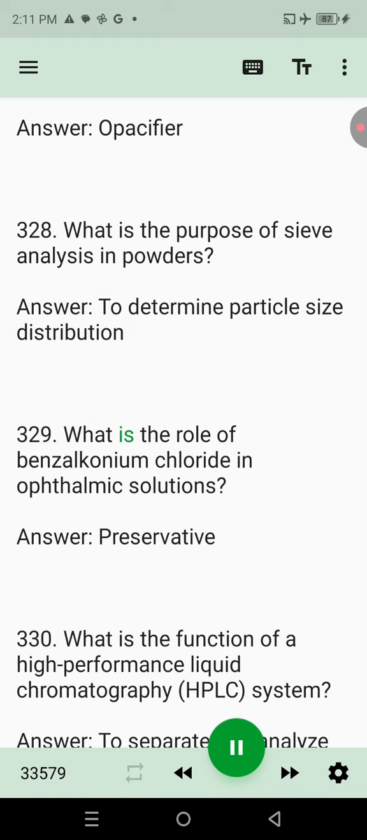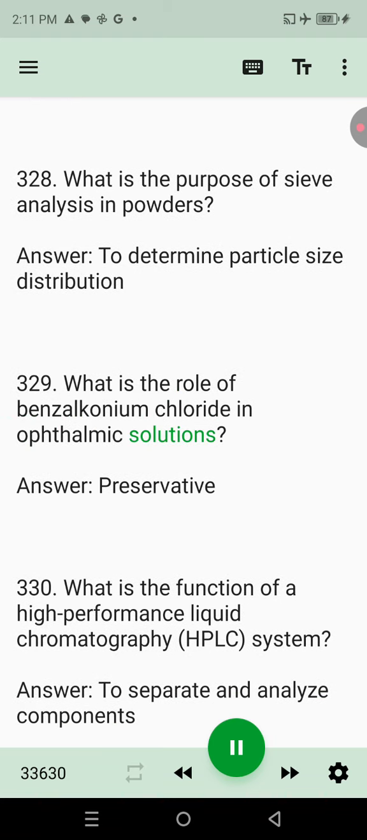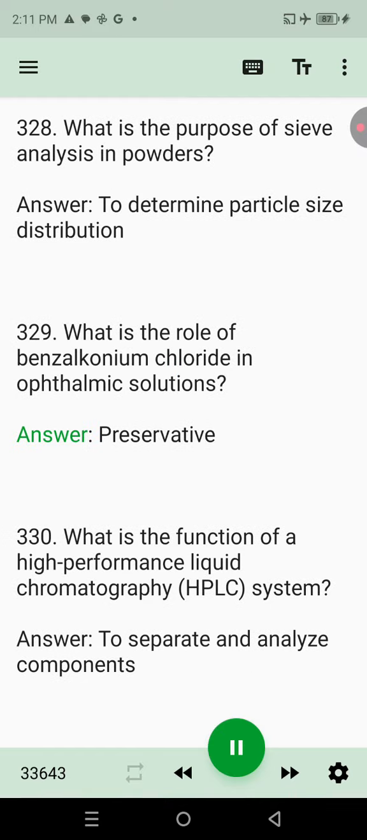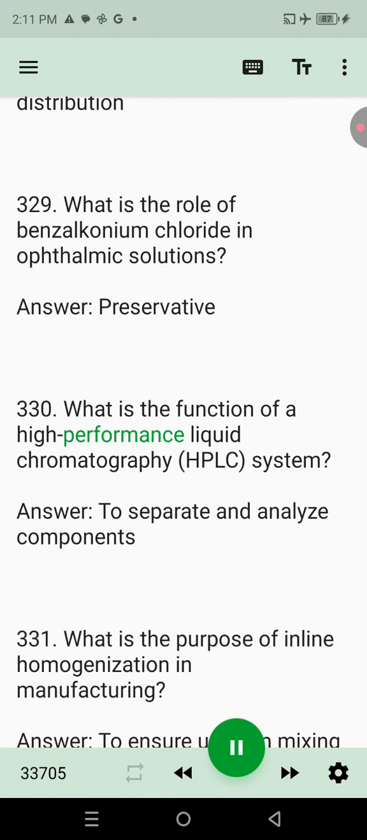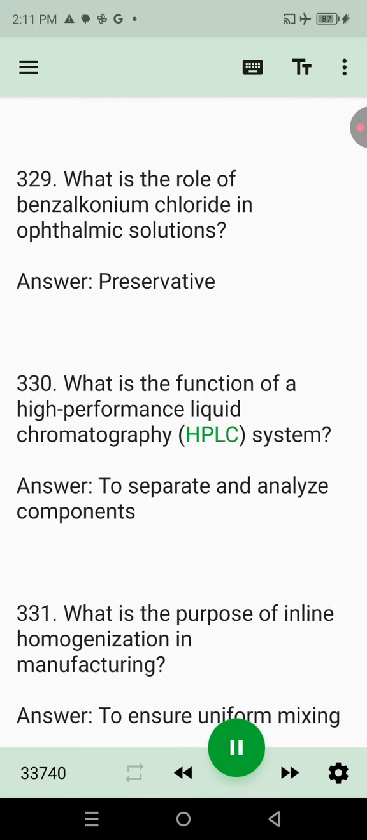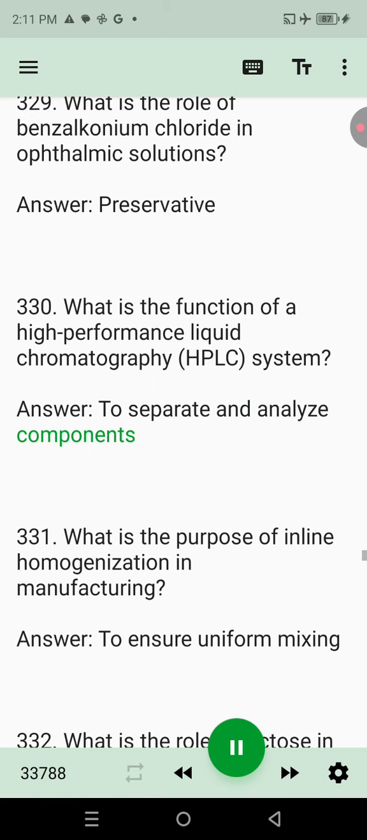329. What is the role of benzalkonium chloride in ophthalmic solutions? Answer: preservative. 330. What is the function of a high-performance liquid chromatography (HPLC) system? Answer: to separate and analyze components.